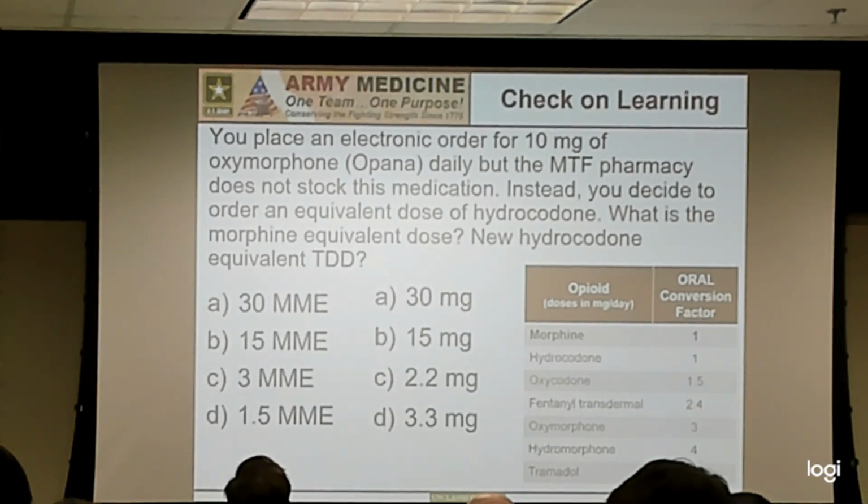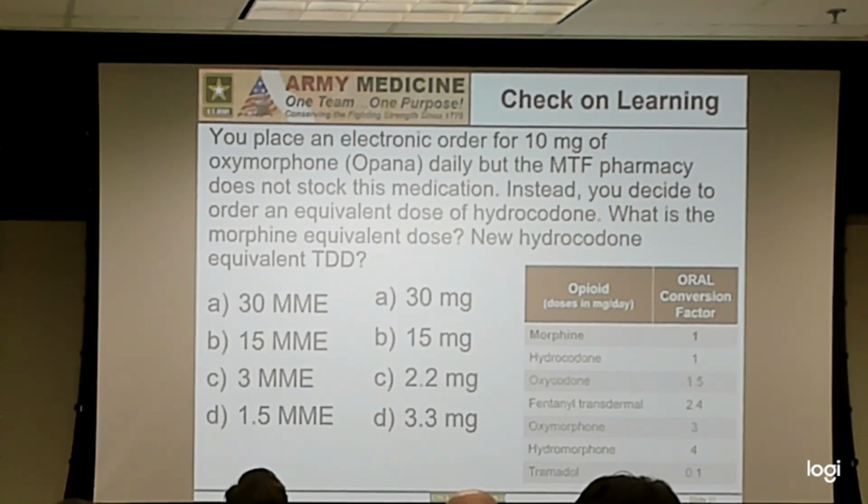So what is our total daily dose? 10 milligrams, right? I gave that to you. And what was the drug that we were using? The oxymorphone. So you go and you find your oxymorphone on the chart, and your conversion factor is 3. 10 times 3, 30. That's your answer. Your MME is super straightforward. Get your total daily dose, multiply it by the conversion factor.